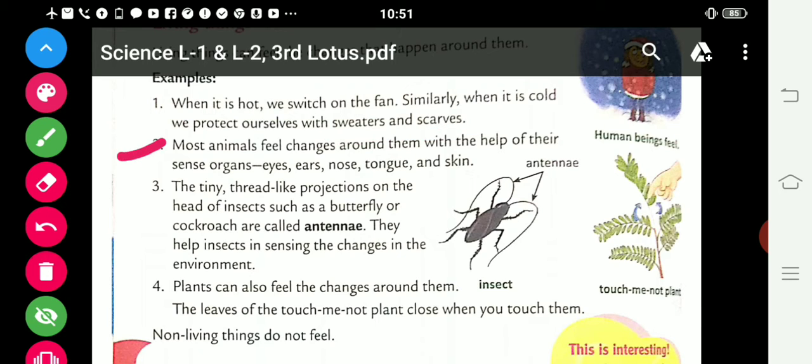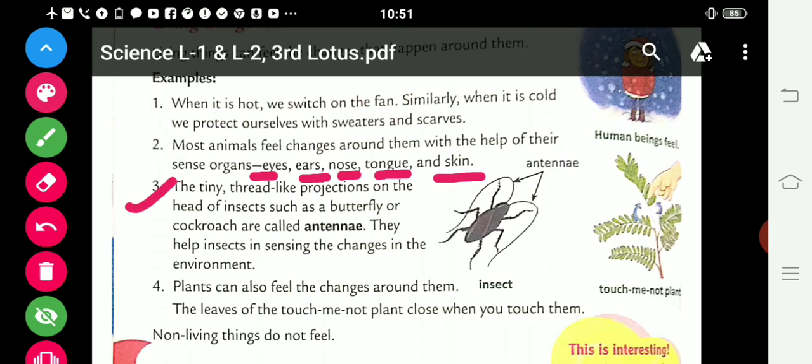Another example is number 2. Most animals feel changes around them with the help of their sense organs. Most animals feel करते हैं changes को around them with the help of their sense organs. Animals also feel changes around them with the help of sense organs. Sense organs are eyes, ears, nose, tongue, and skin.